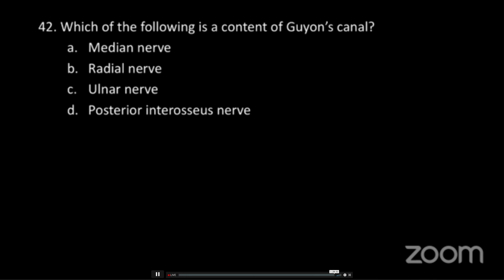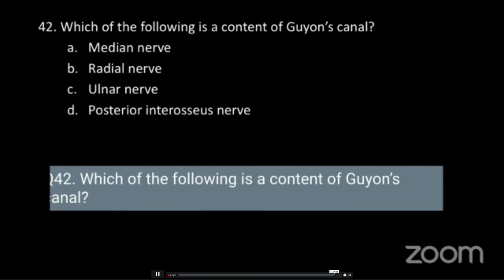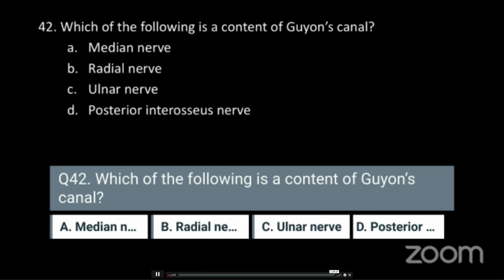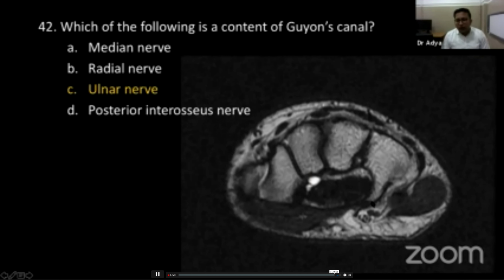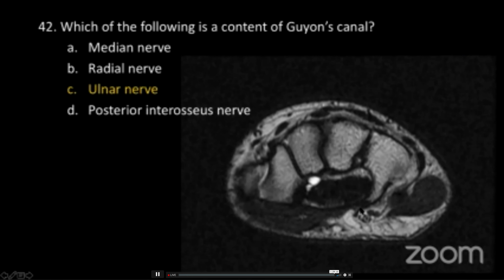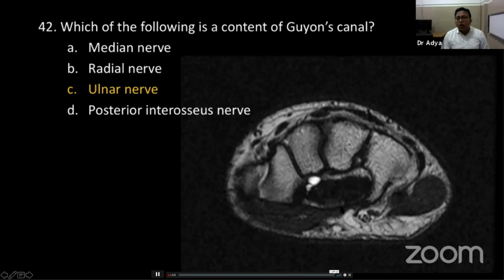I'm ending the poll, sir. The 100% people are saying it's ulnar nerve. Correct. So the Guyon's canal is at the level of the hook of the hamate that carries the ulnar nerve and ulnar artery and vein, and the floor of which is an extension of the flexor retinaculum, which is attached to the hook of the hamate. So this is the Guyon's canal, and it carries the ulnar nerve.